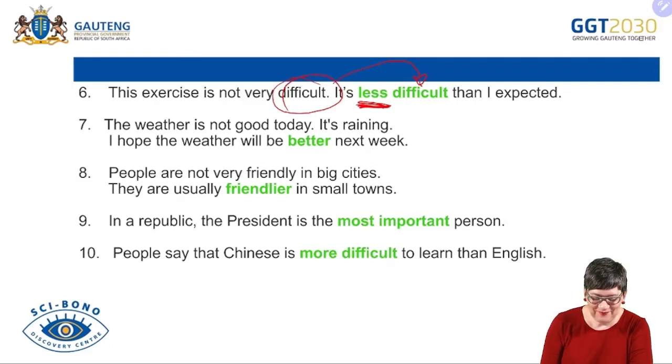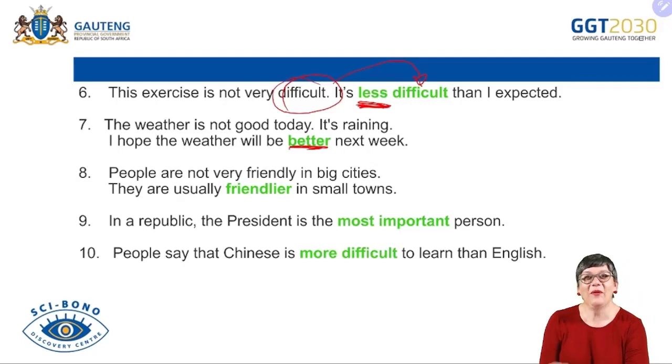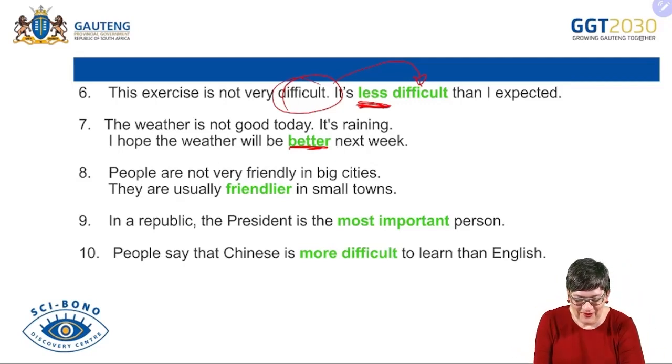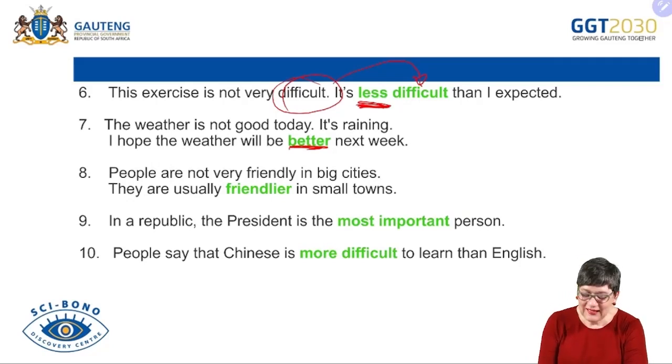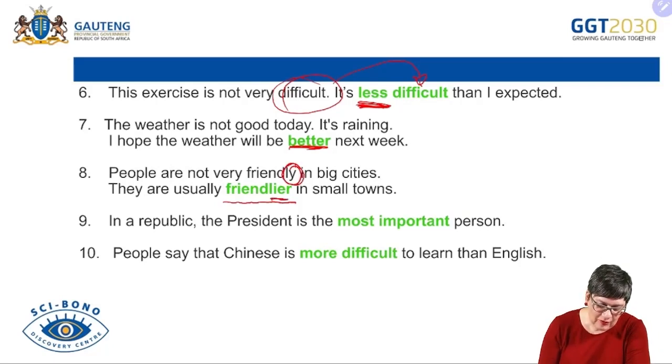Let's look at the next one. So the weather is not good. It's raining. I hope the weather will be better next week. Right, so we're comparing this week's weather to next week's weather, and we're still in a comparative one. With the next one, we're looking at the word friendly, and I'm sure you got this right. Now remember the rule I showed you. The moment we've got a Y, we replace it with an IER. We can't keep the Y, so you have to replace it.